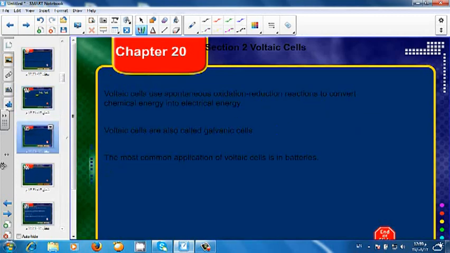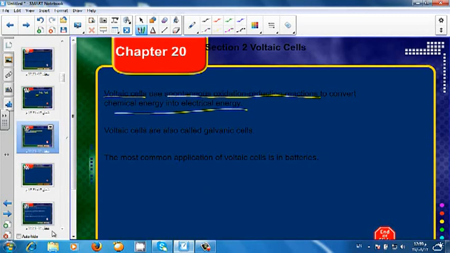For the Voltaic cell, a Voltaic cell uses a spontaneous oxidation reduction reaction, and focus on this, because the oxidation reduction reactions in the Voltaic cell are spontaneous. They always work in a continuous way to convert the chemical energy into electric energy. This is the definition of the Voltaic cell.